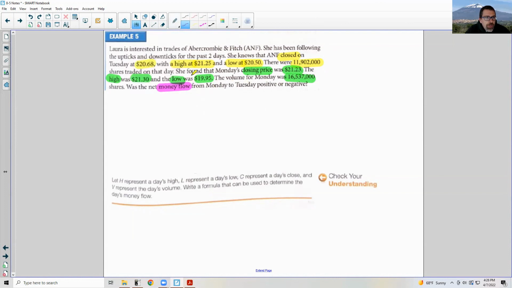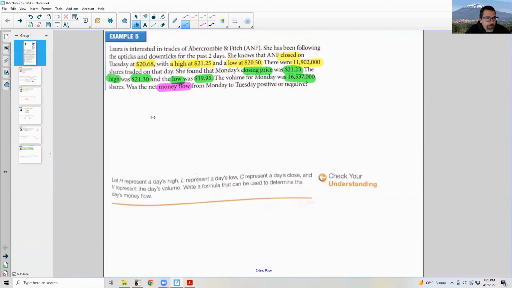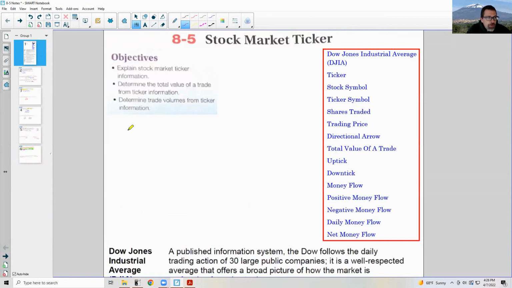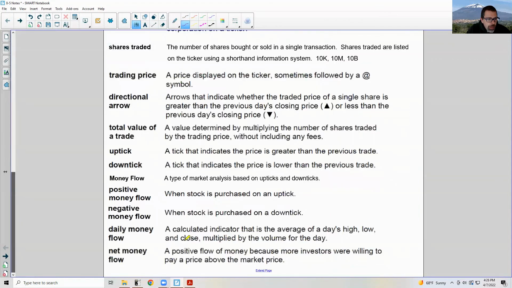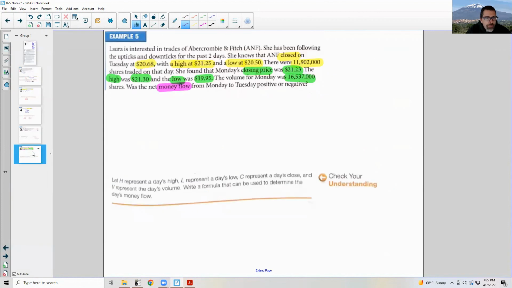So in order to answer this question, you have to know what money flow is. So let me go back to page 1. And when I scroll to the bottom, money flow is right here. Positive money flow, negative money flow. To determine a money flow on a daily basis, you calculate the indicator, that is the average of the day's high, low, and close, multiplied by the volume of the day. All right, so that's how we do this.